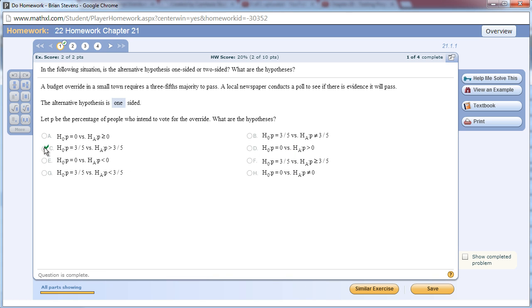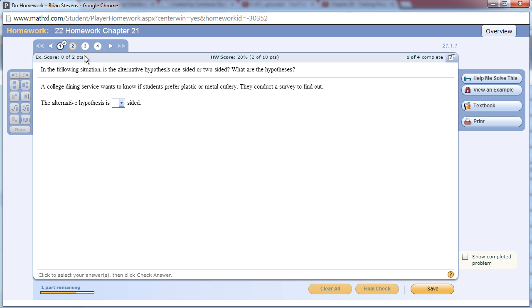As always, be able to write these out. The alternative only shows greater than, less than, or does not equal to. So some of these are just completely wrong. Going on to the next problem right here.